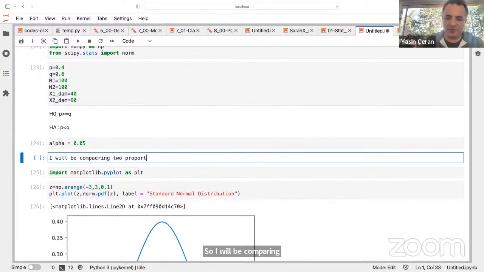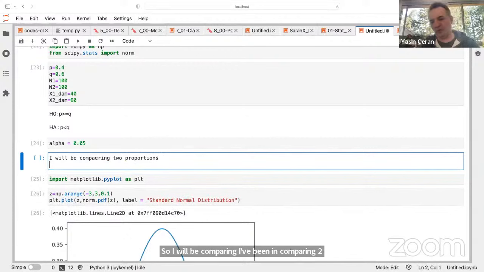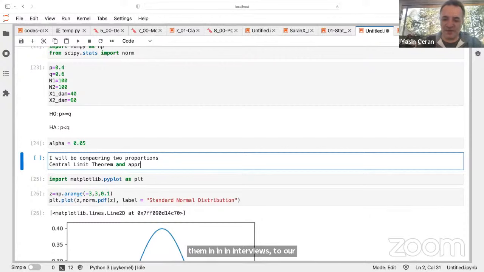two proportions. If you don't know or don't remember the central limit theorem, again, this is something that we might discuss later with a couple of questions. I know there are a lot of questions related to the central limit theorem in interviews, and the approximation of the binomial distribution to the normal distribution.